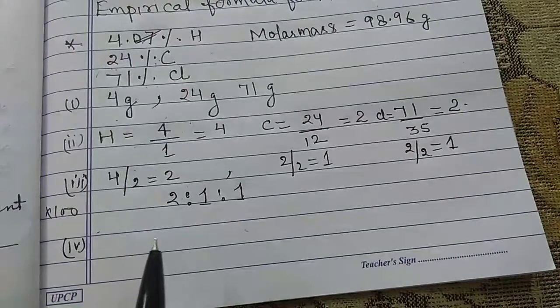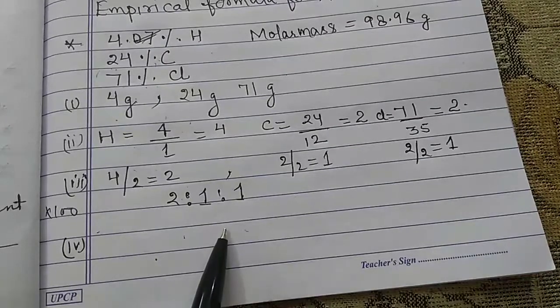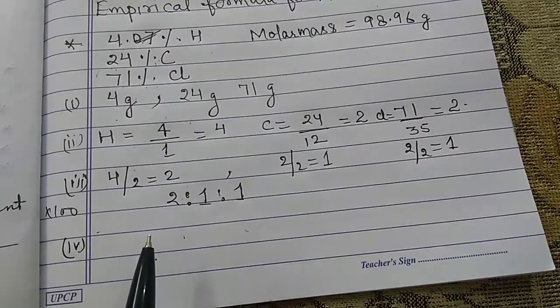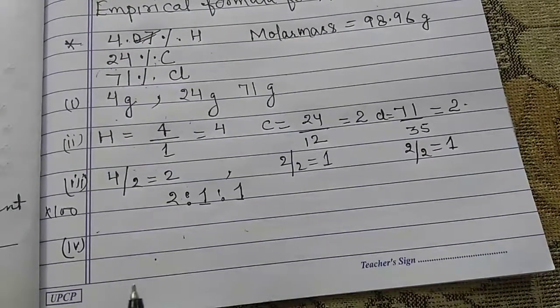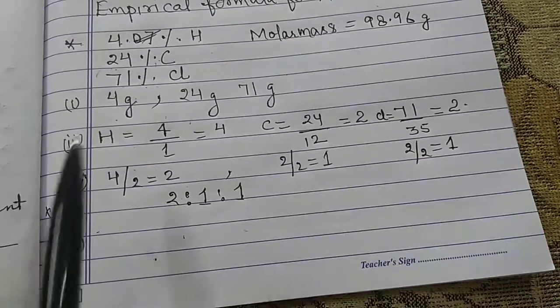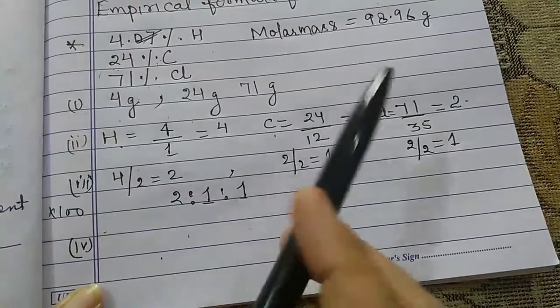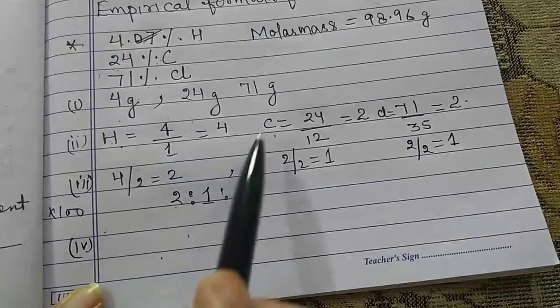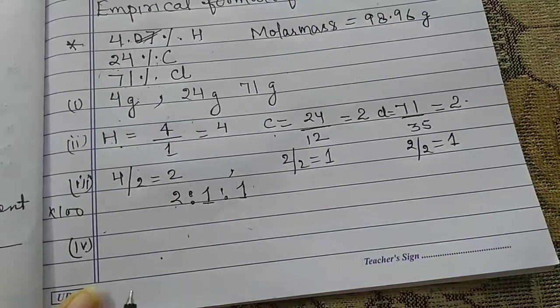write the empirical formula by mentioning the numbers after writing the symbols of the respective elements. First we have H, C, Cl. Now H is 2, C is 1, Cl is 1. We have to write an empirical formula, but keep in mind that we have to write a formula which has some meaning.